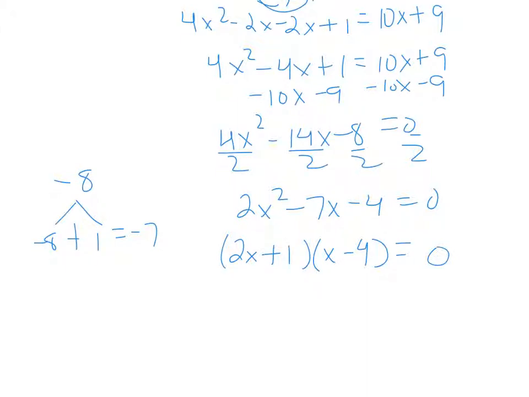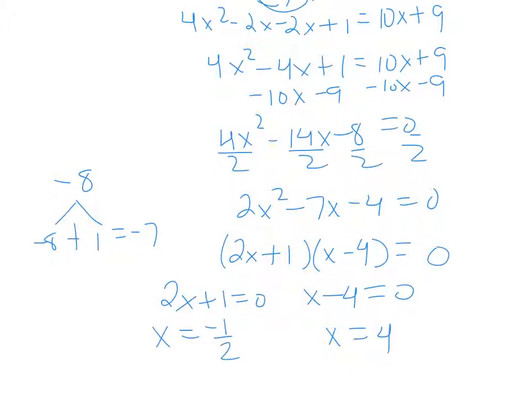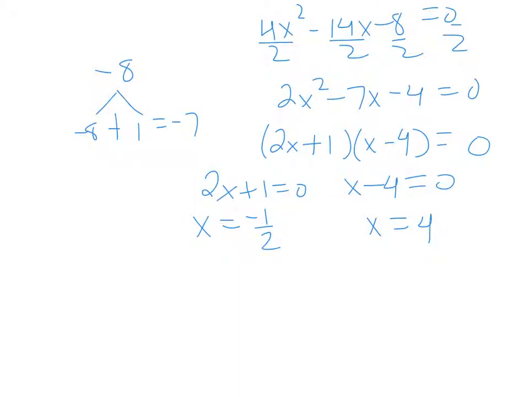Okay? So then you have 2x plus 1 equals 0, x minus 4 equals 0, x equals 4, x equals negative 1/2. Okay? So now what we have to do is go back and plug them in and check them both. And when you do that, x equals negative 1/2 is extraneous, so the only answer is x equals 4.